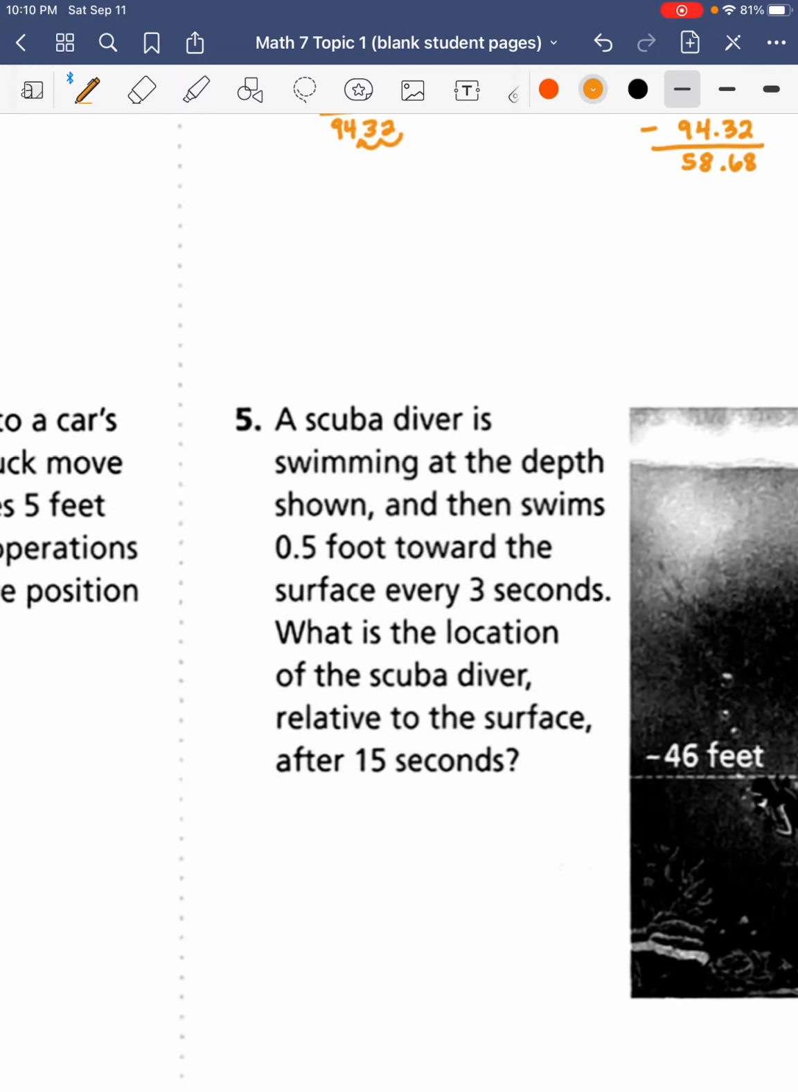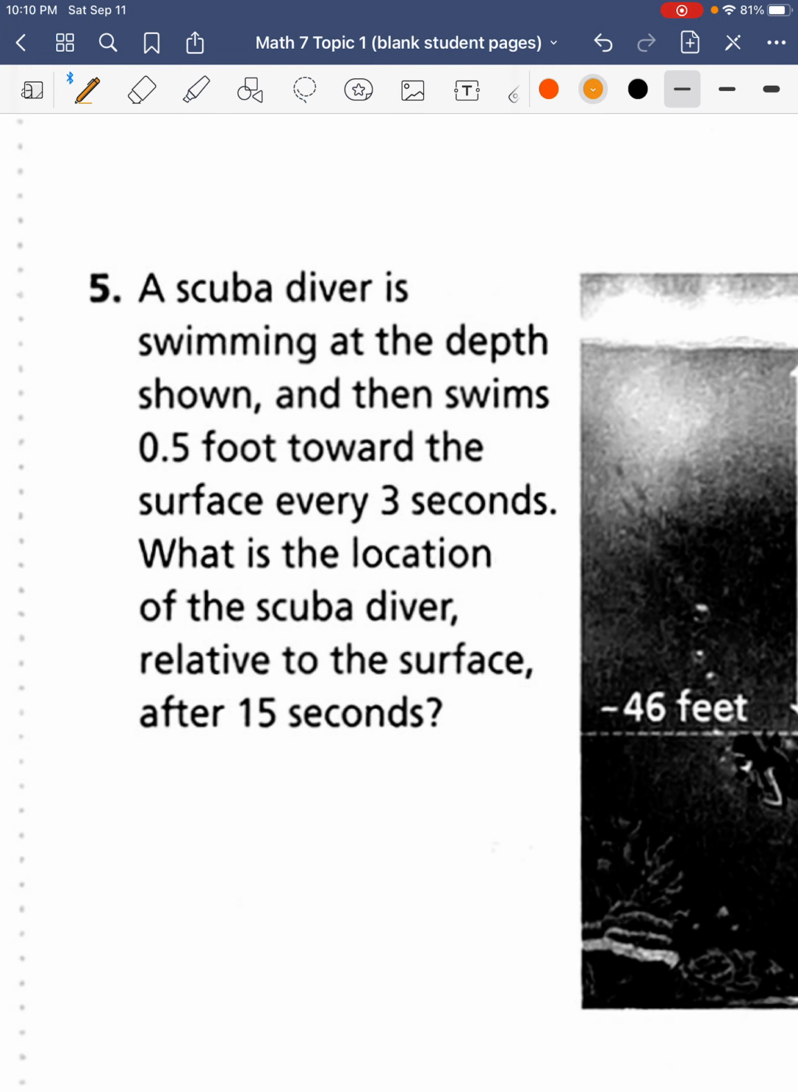Okay, moving on to number 5. A scuba diver is swimming at the depth shown and then swims half a foot toward the surface every 3 seconds. What is the location of the scuba diver relative to the surface after 15 seconds? Okay, so we see in the picture right here that the scuba diver starts at negative 46 feet. So 46 feet below the surface of the water. Okay, and he swims a half a foot toward the surface every 3 seconds.